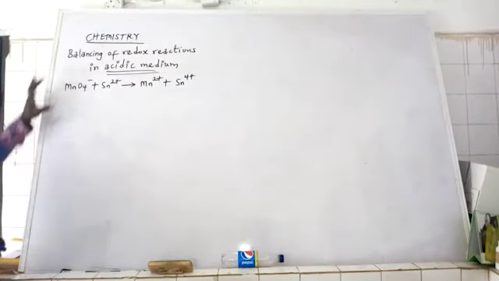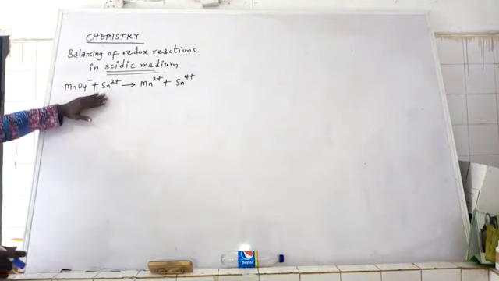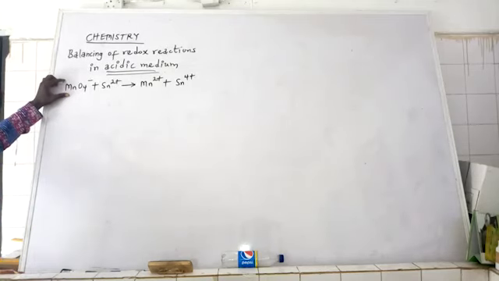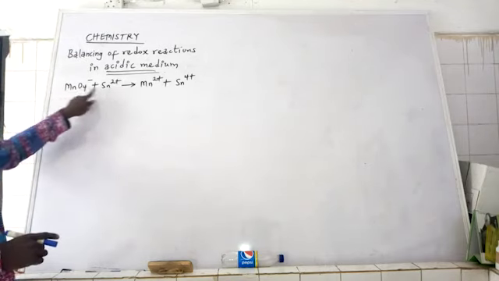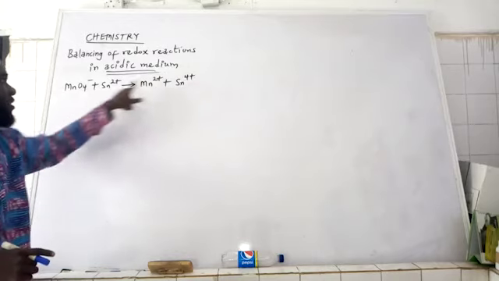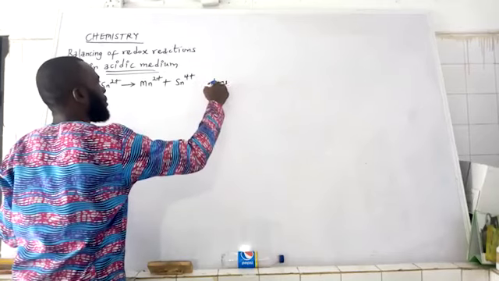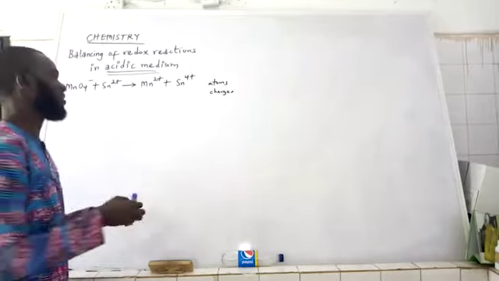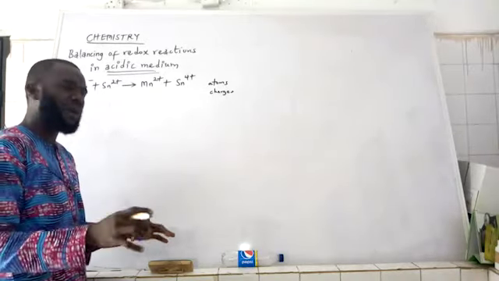Now, looking at this reaction, as I said, it's a redox reaction, meaning that there is oxidation and there is reduction. Balancing of redox reactions is a bit more tasking because you are not only balancing the individual atoms, you will also balance the charges. We are balancing the atoms and the charges. If we look at a chemical reaction normally, for example, the Haber process for the industrial production of ammonia.